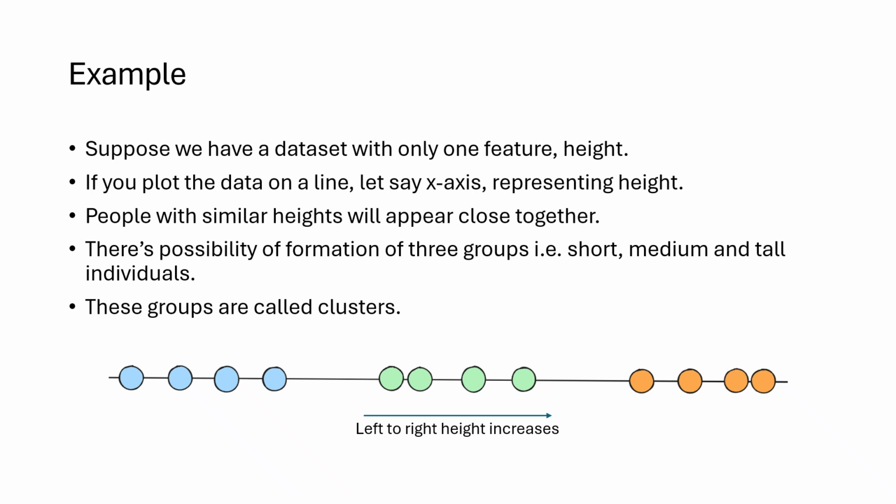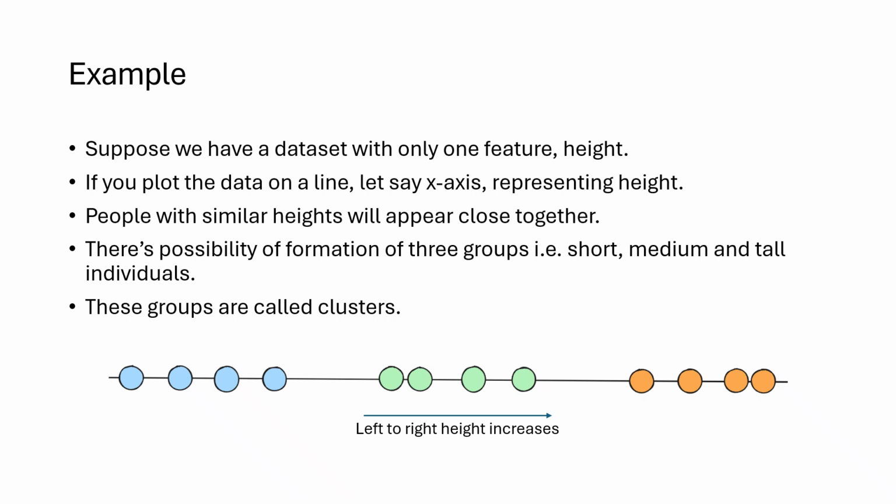To better understand this, consider a simple example of human height. Imagine we plot a data set of individuals based only on their height along a single line. The data points are simply scattered across the axis, but we can visually see some groups forming there. People with similar height naturally appear close together.